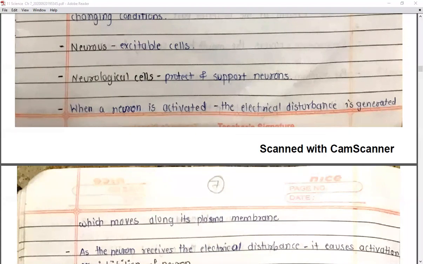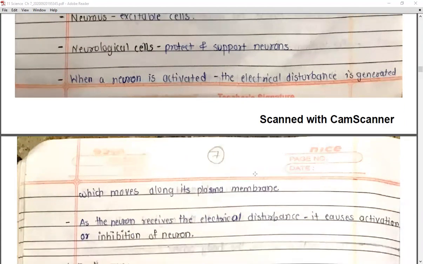Now when a neuron is activated, an electrical disturbance is generated, which moves along its plasma membrane. Here, what happens if a neuron is receiving a message? It gets activated. But how does it get activated? It forms an electrical disturbance. So an electrical impulse is generated, and for this reason, it moves along its plasma membrane. There will be a presence of plasma membrane on the nerve cell, right? And the impulse is going to pass along the plasma membrane.